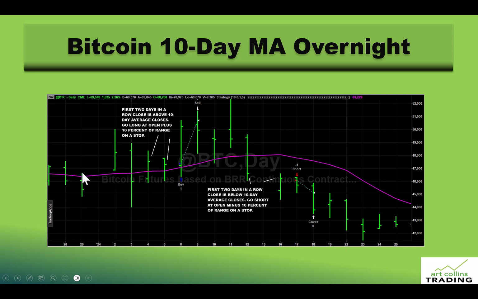So, again, 10-day average in purple here. You have a close under the 10-day average, followed by 2 closes above it. Go long the next open. Here you have a close above the 10-day average, followed by 2 closes that are below it. You go short.